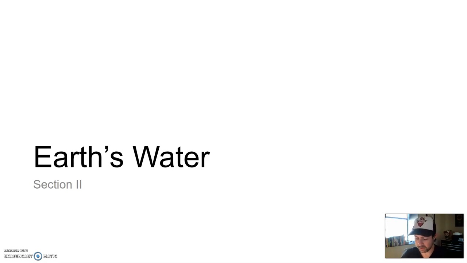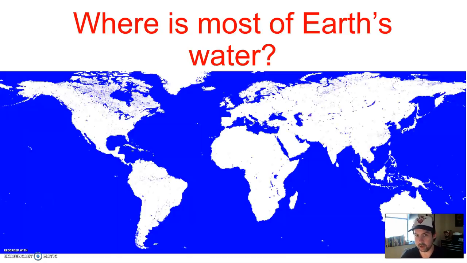So, that was a hydrologic cycle. So, water on Earth. This is not a trick question. Where is most of the water on Earth? Blue in this image equals water. So where is most of it? Not a trick question.